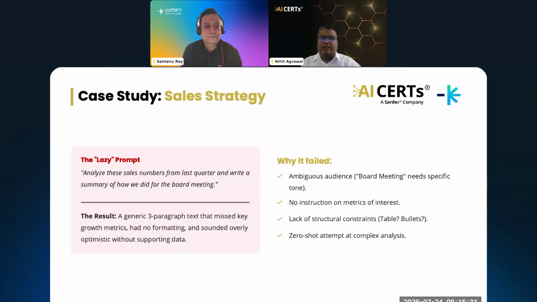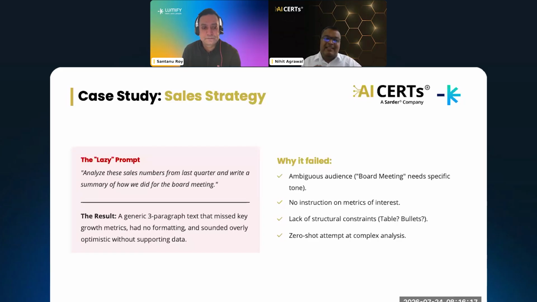Okay, now that we have explored several prompt engineering frameworks, let's look at a practical example of why prompt design matters. The prompt shown here is intentionally simple. It simply says: analyze these sales numbers from the last quarter, write a summary of how we did for the board meeting. Pretty simple. It seems like a reasonable request because it clearly mentions the sales numbers and asks for the summary, right? But from the prompt engineering perspective, this is actually a very poor prompt because it lacks the information that AI needs to deliver a high quality result.